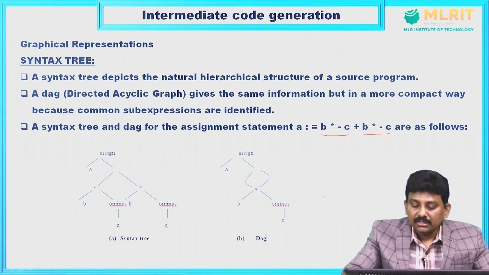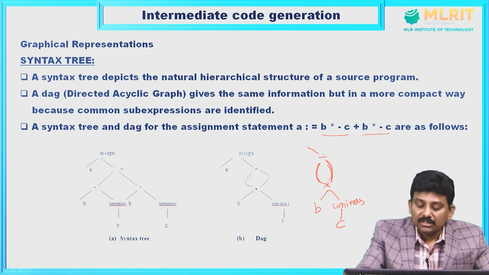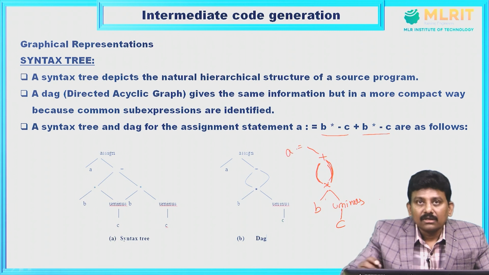So, for that, the directed acyclic graph will be like this: B * unary minus C will be added like this, with B * minus C added to B * minus C by using this pointer, and the result will be assigned to the identifier A.